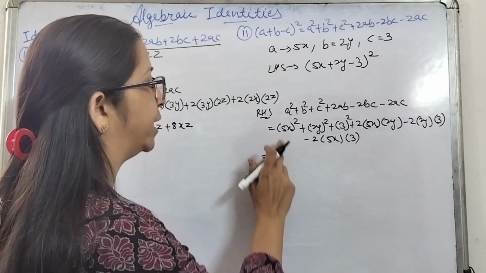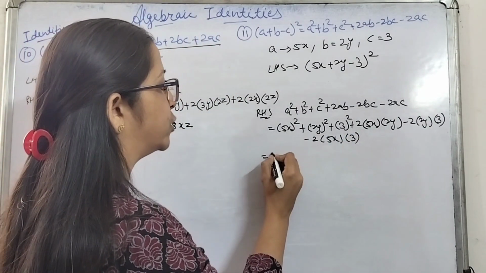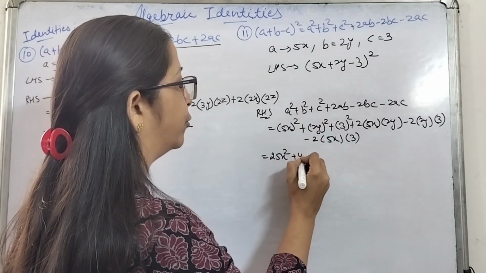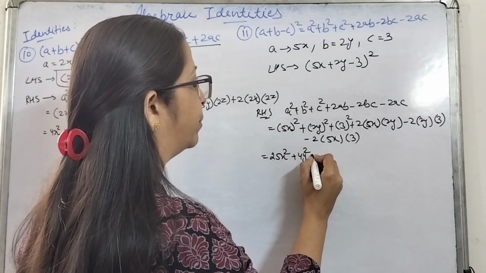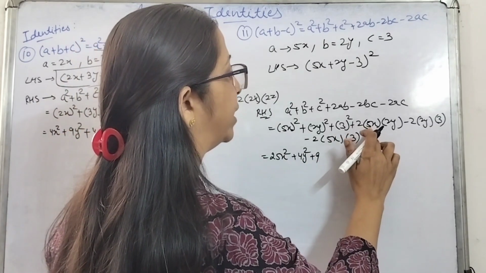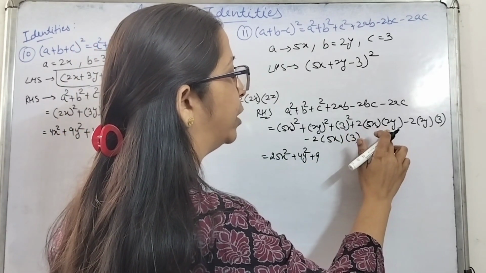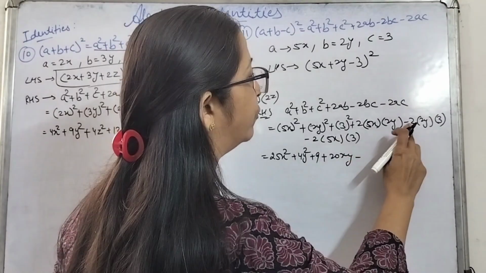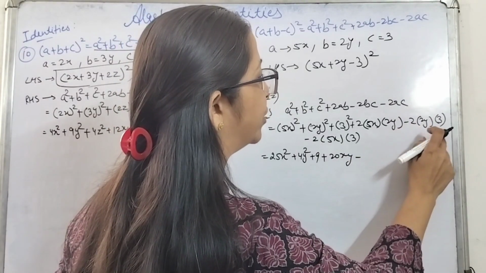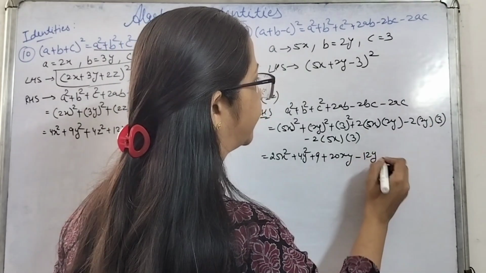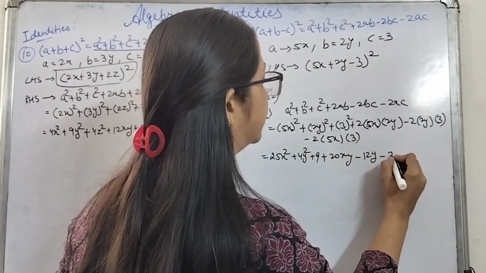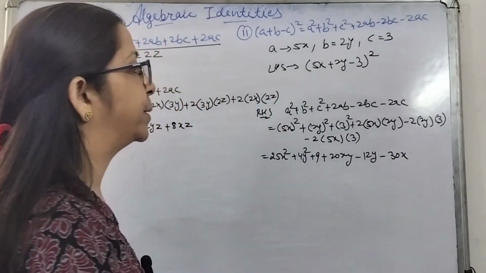Now we will be solving it. (5x) whole square will be 25x square. (2y) whole square will be 4y square. 3 square will be 9. 2 into 5 is 10, 10 multiplied by 2 will be 20xy. Minus 2 2s are 4 and 4 3s are 12y, minus 2 5s are 10 and 10 3s are 30x. This will be the answer.